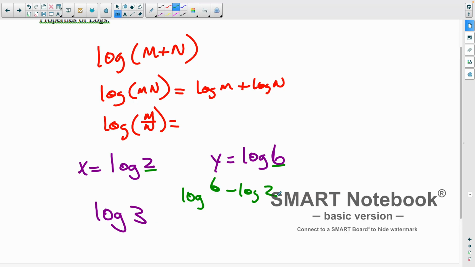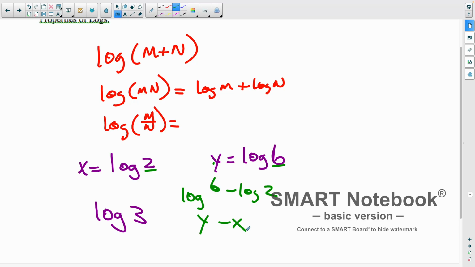Well, what is log of 6? That is y. What is log of 2? That is x. So in terms of y's and x's, that would be y minus x is how to get this. Okay?